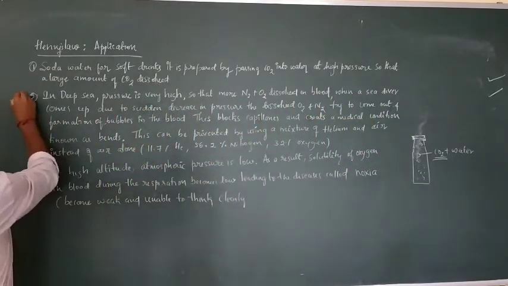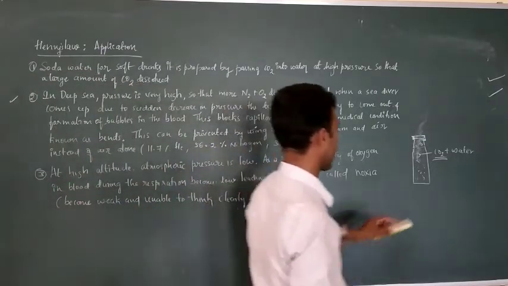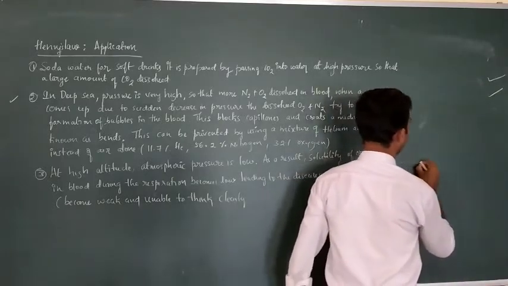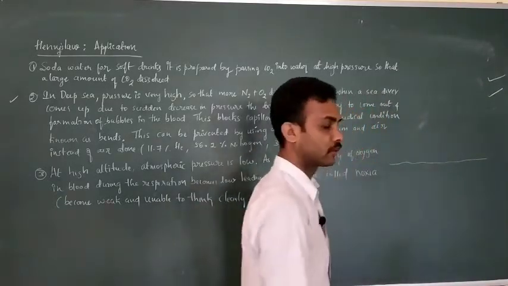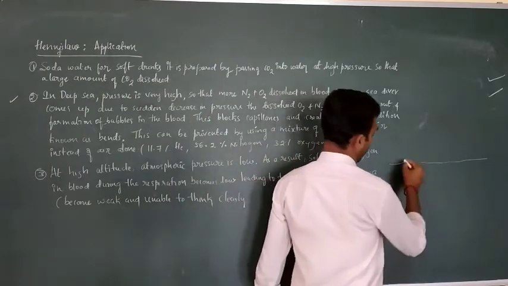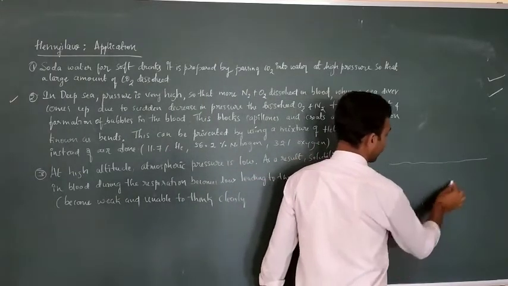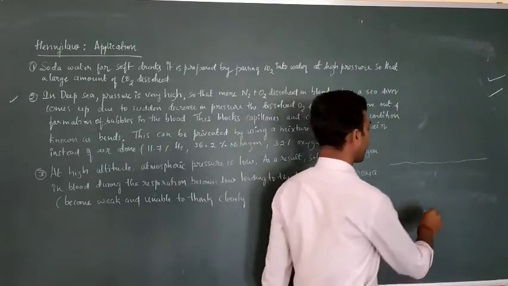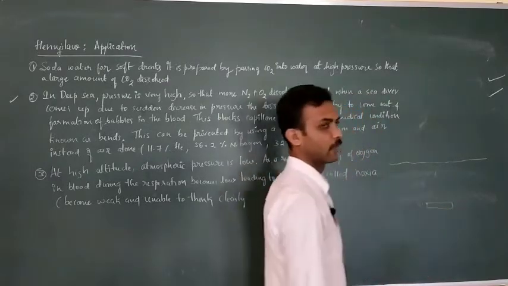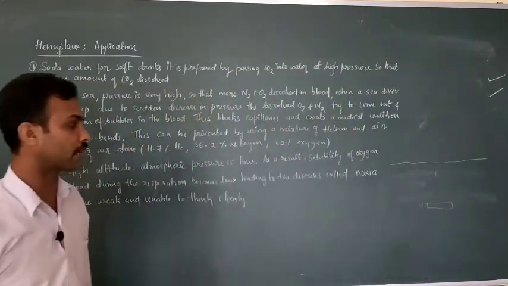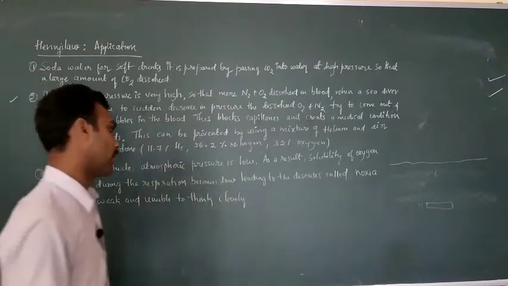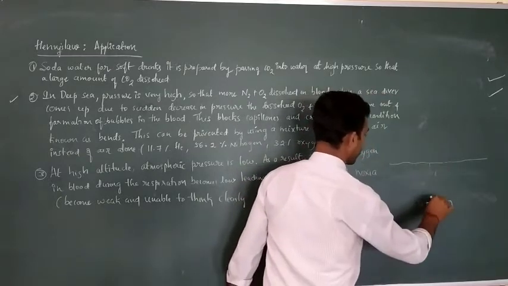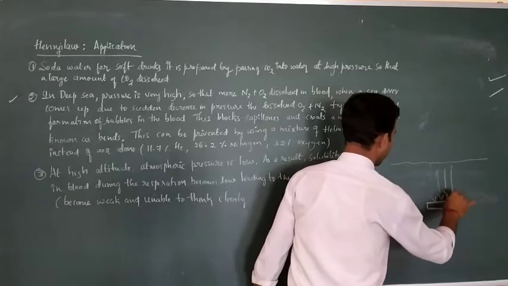So next, deep sea divers, or you can say scuba divers, people who go to the depths of the sea. So when in deep sea, what happens? In the deep sea you have a large amount of water. The pressure becomes more and more, high under water. So if a person is present there, the pressure is very high.